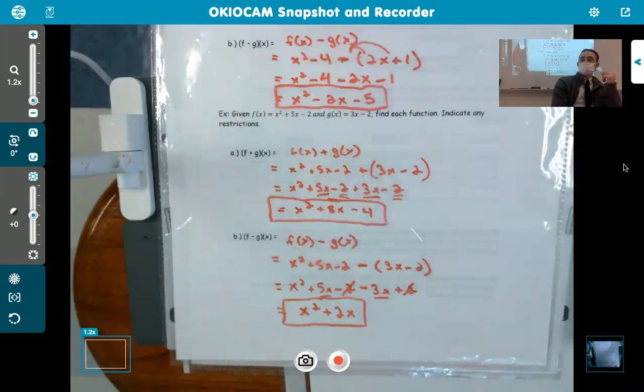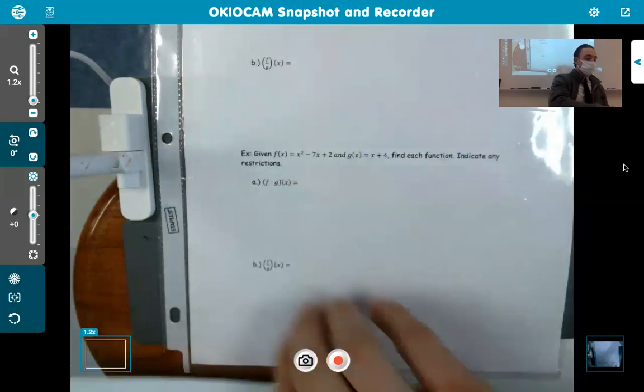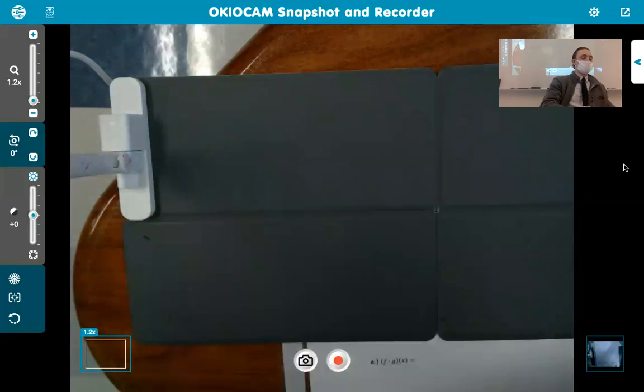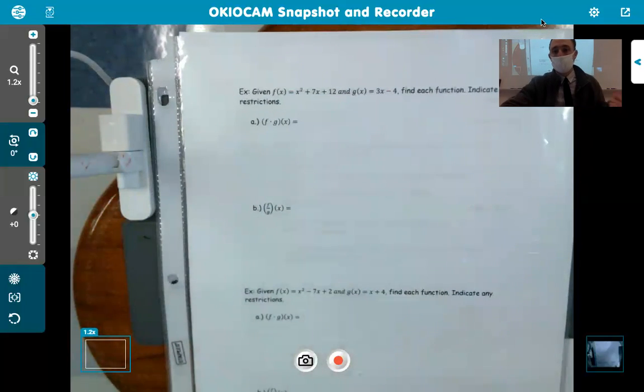Okay. Any questions about part A or B there in that second example when we're adding or subtracting functions together? Right. Let's take a look now at multiplication and division of functions. So very similar to what we just did. I'll go through this first example kind of on my own, and then we'll do the second example a little bit more collaboratively and then work from there.